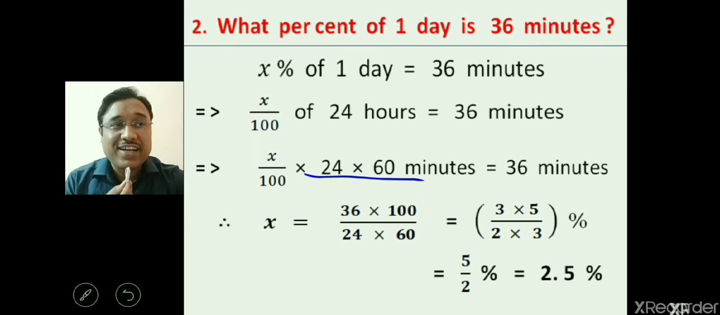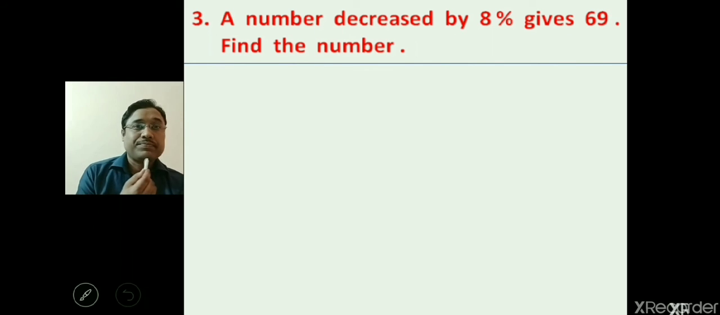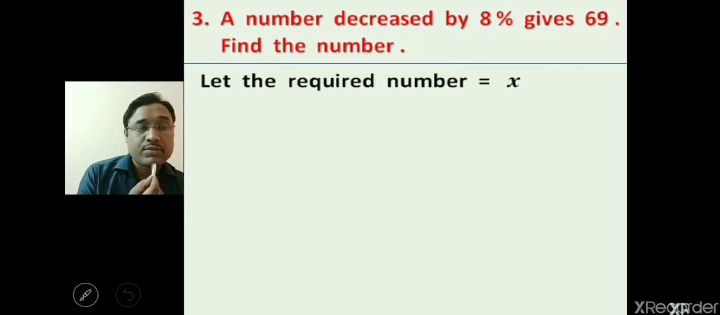Now next, you see a number decreased by 8% gives 69. So find the number. When it is decreased by 8%, you will get 69. Then find the number. First you assume that the number equals x.